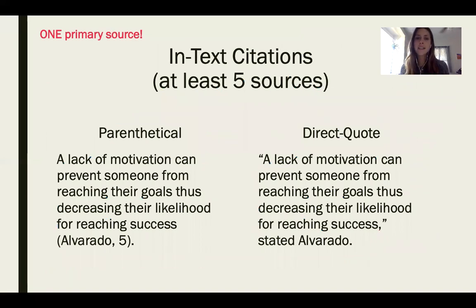Okay, so for our in-text citations, we need at least 5 sources. These can be parenthetical, which means that you have put this in your own words. A lot of us have added the year that something has been published, but for MLA formatting, we are only adding the page numbers if we need to. Otherwise, just put the author's last name or the title of the article.